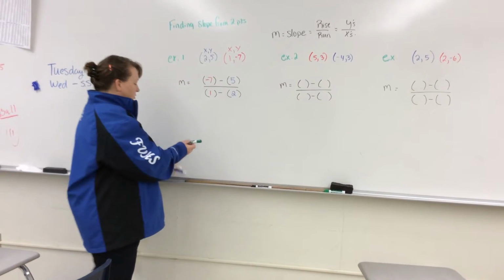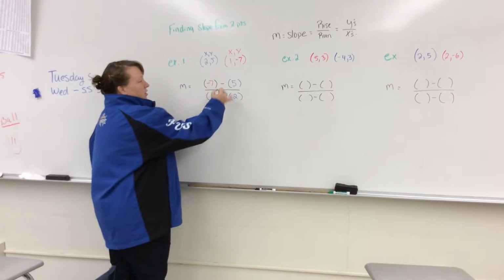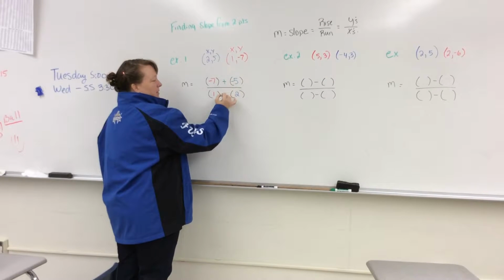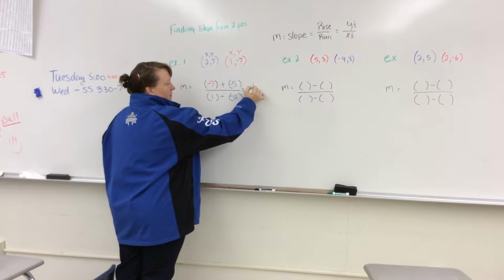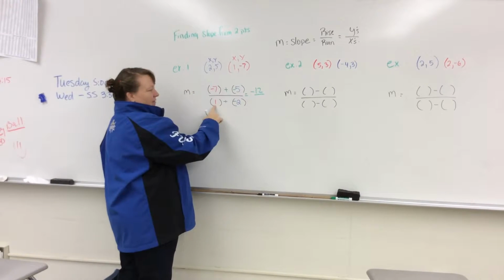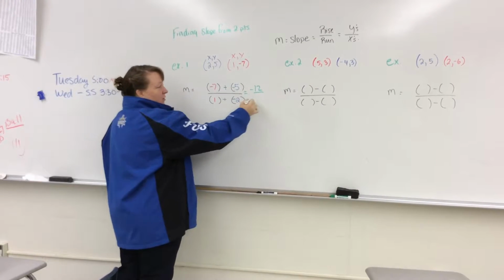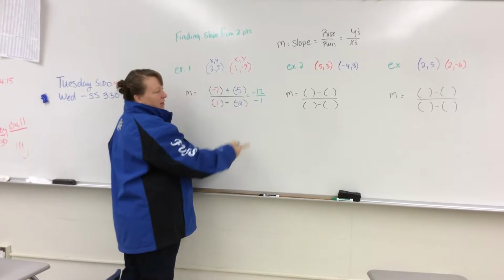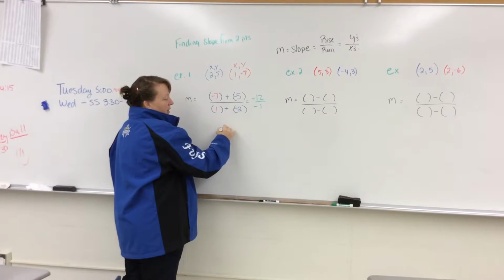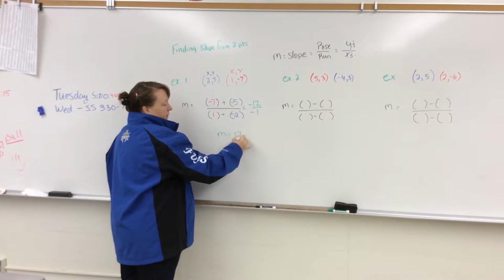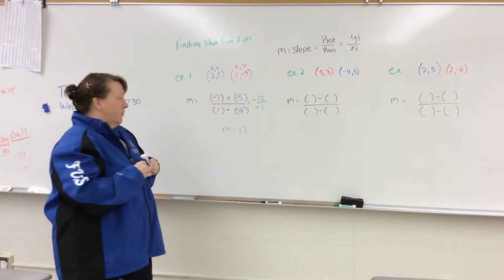Okay. Then you'll do your problem, and usually with subtraction I add my opposite. So I have debt and debt, so I have more debt. I have money and debt, and I have more debt, so I'm going to have debt there. But to simplify this, we have a negative over a negative, which will then become a positive. Okay, so that's my slope for this one.